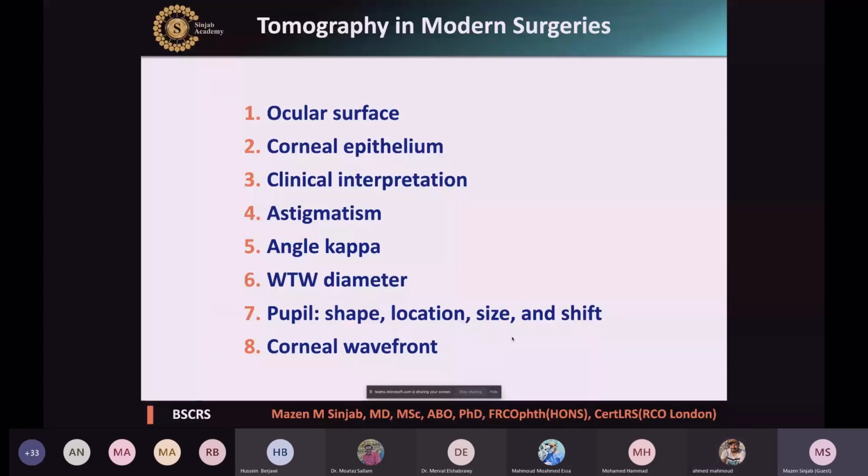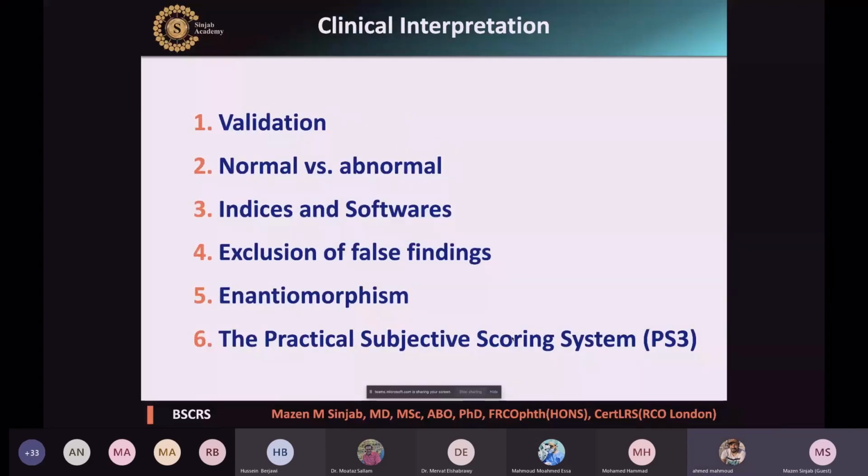Moreover, I'm not going to talk about the ocular surface and corneal epithelium, because the Pentacam cannot evaluate corneal surface and corneal epithelium. So starting with the clinical interpretation, before you interpret any Pentacam picture, we have to go through 6 steps. The first step is validation.